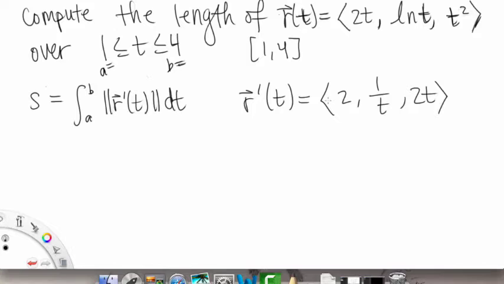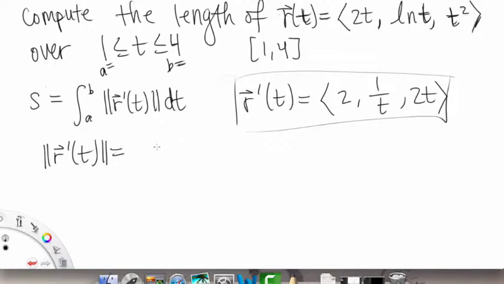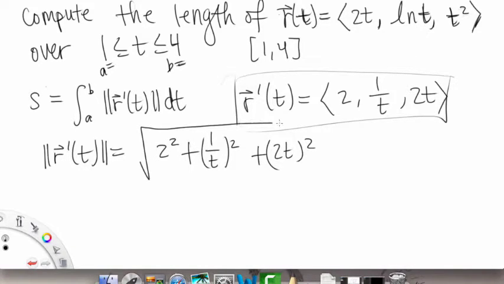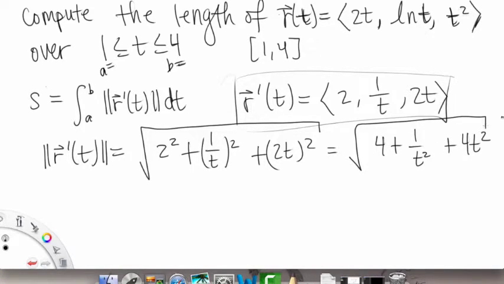Now let's find the magnitude of this. This is actually our velocity vector, remember that? We're going to find the magnitude of r prime of t. We square each of the components separately: 2 squared, 1 over t squared, and 2t squared. We add them together and put a square root sign over them. This simplifies to the square root of 4 plus 1 over t squared plus 4t squared.